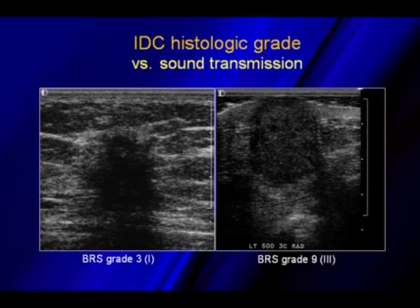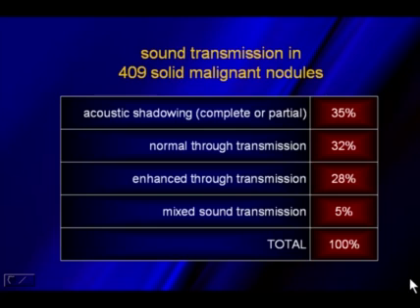If we look at the histology grade versus sound transmission, your low-grade ductal cancers, invasive ductal carcinomas, tend to have shadowing seen behind it. High-grade invasive ductal cancers tend to have enhanced through transmission seen behind them.